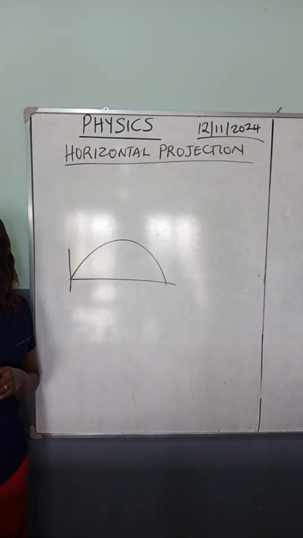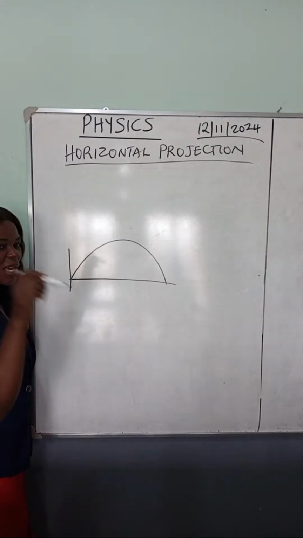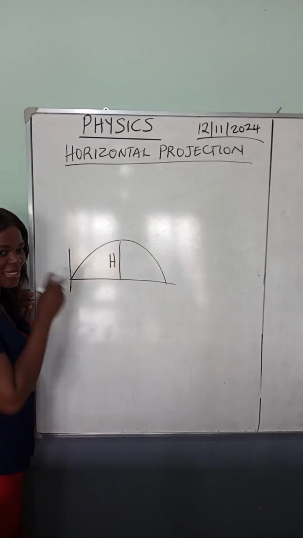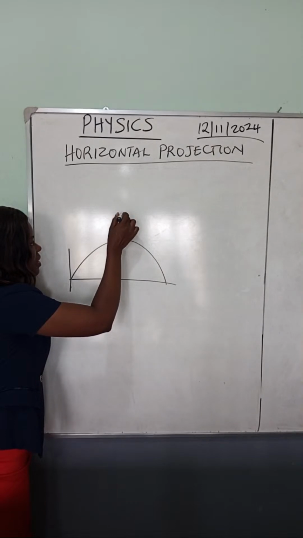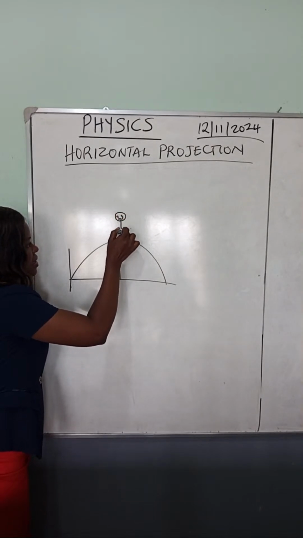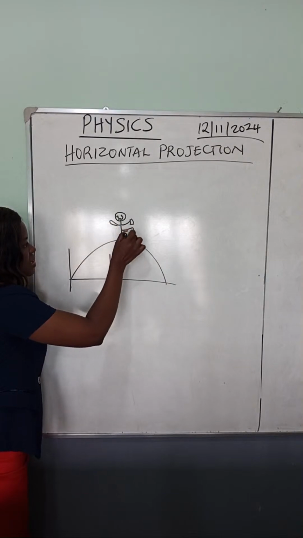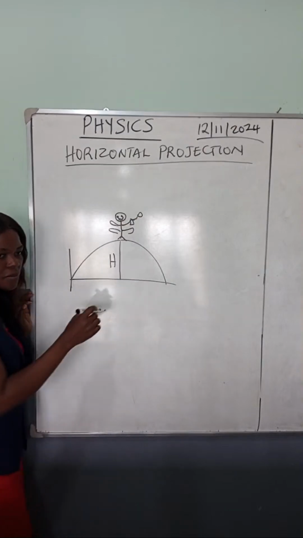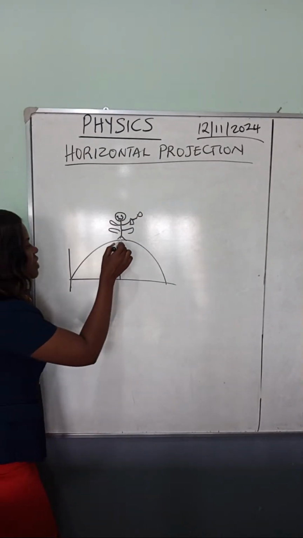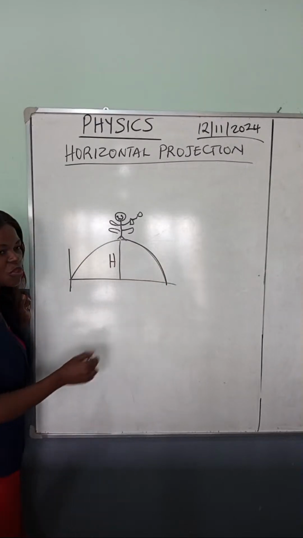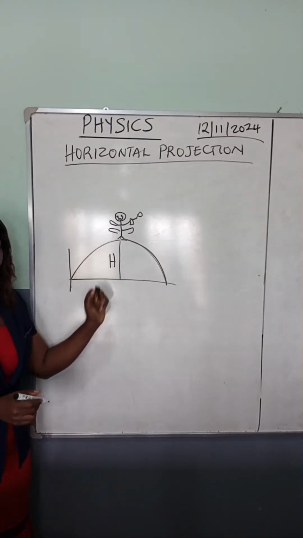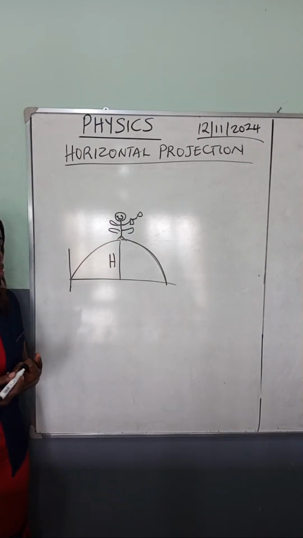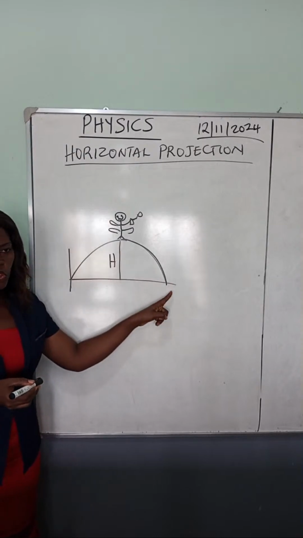But when you are considering horizontal projection, that means you are standing on something. For example, this is a building that has height. Now, somebody is standing here to project. When you project a stone, the stone will move this way and return to the ground. We consider that as horizontal projection. Because our normal projection will start from the ground and return to the ground.